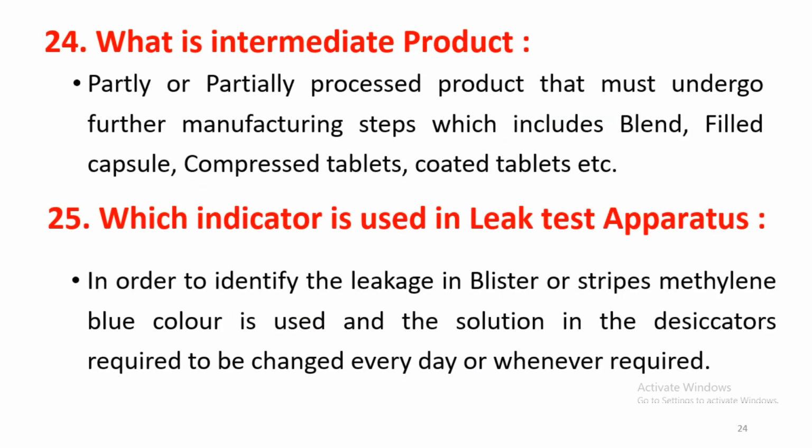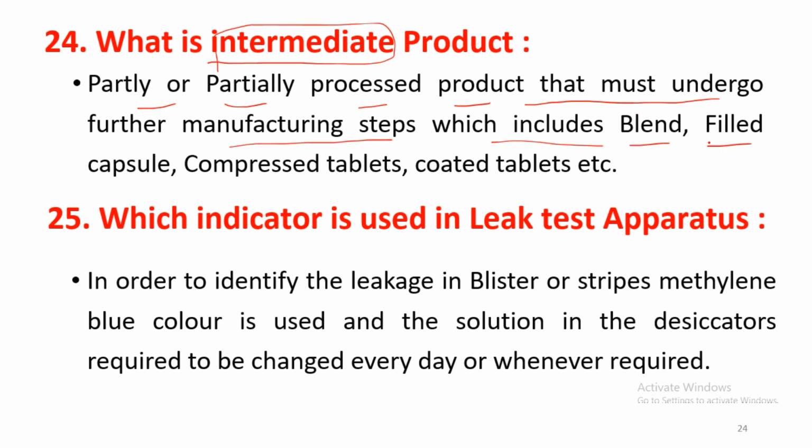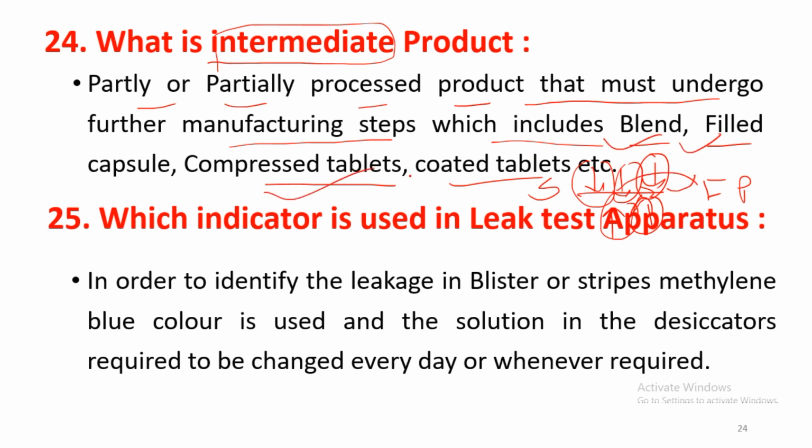What is intermediate product? This is an easy question. As the name indicates, intermediate is a partly or partially processed product that must undergo further manufacturing steps, which include blend, filled capsule, compressed tablets, coated tablets. Suppose this is a starting material and this is the finished product. So there will be many intermediate products, right? This is the intermediate product which goes for further processes like blending, filling capsules, compressing tablets, coating tablets, and many other steps.